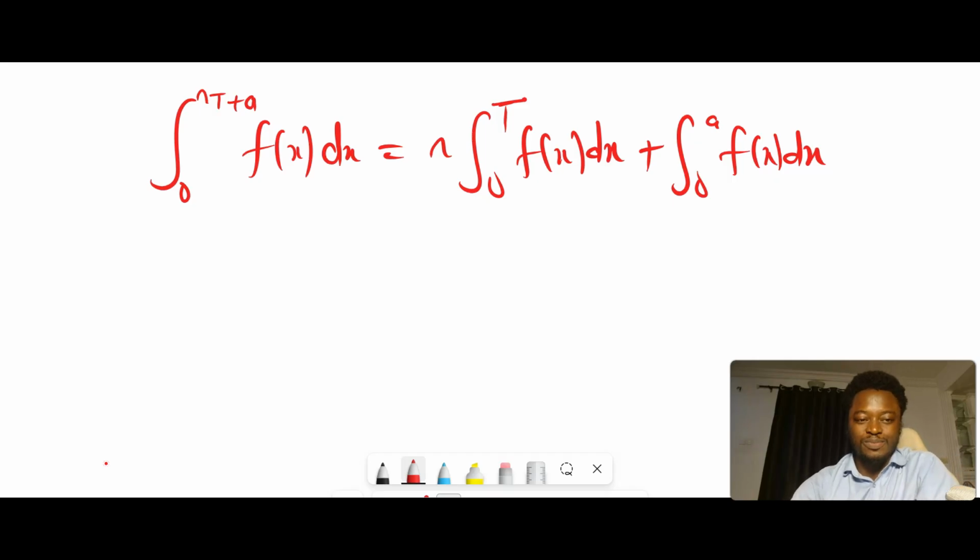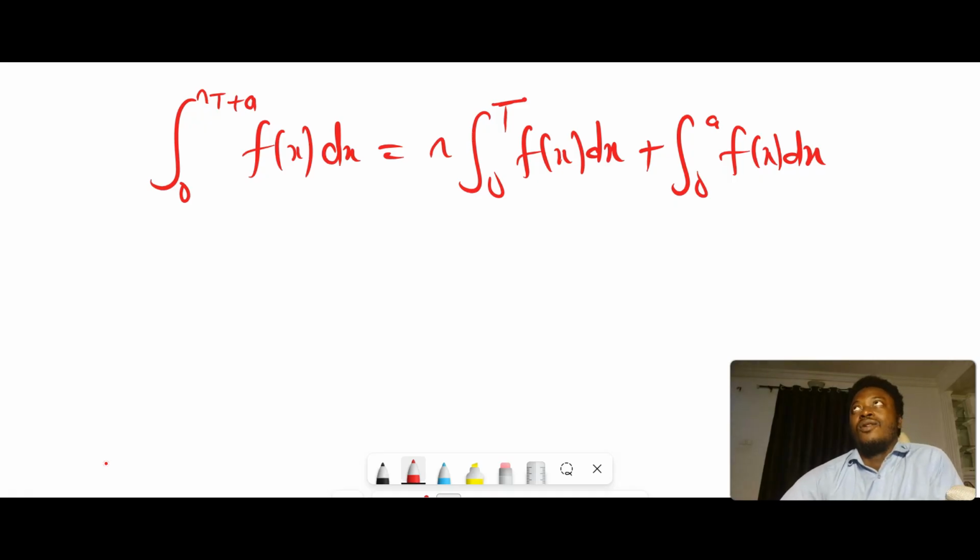Today in this video we're going to prove this interesting property for periodic functions. It says that the integral from 0 to nT plus a, where T is the period, of f of x dx is equal to n times the integral from 0 to T of f of x dx plus the integral from 0 to a of f of x dx.